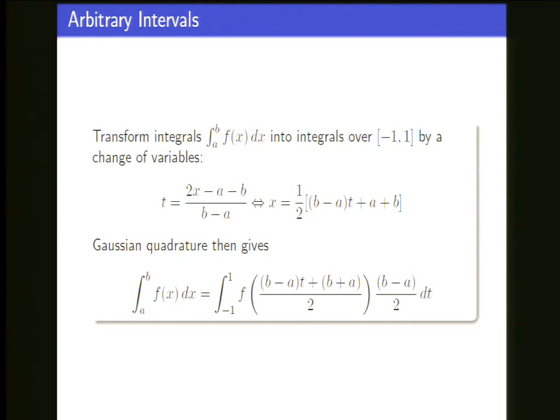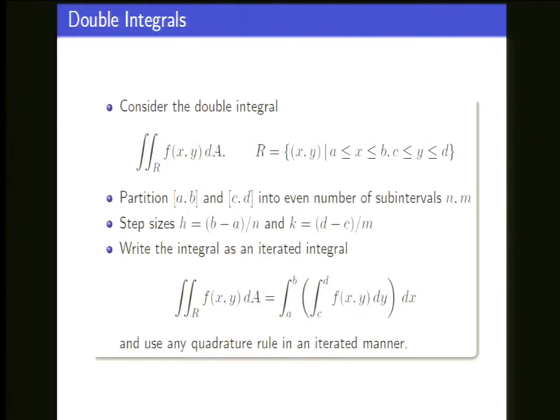I guess because the Gaussian rules look a little messy between a and b. They are so clean between minus 1 and 1. Remember, plus minus 1 over square root of 3. But it's really the same thing. You can move any integral from minus 1, 1 to a, b. But the other big thing was this idea about the double integral.